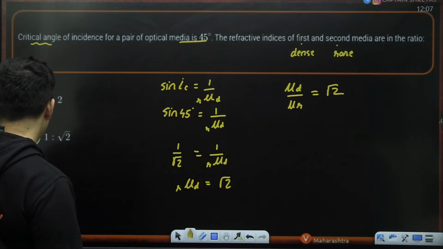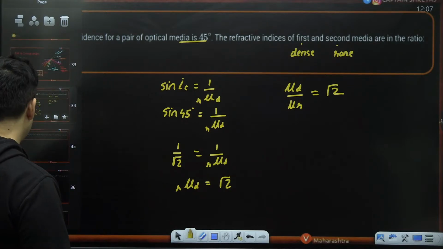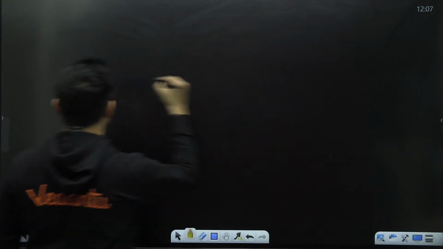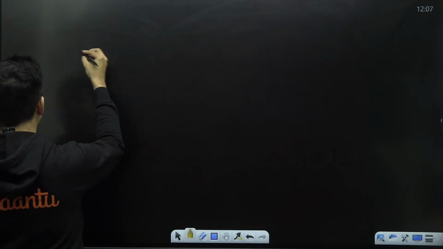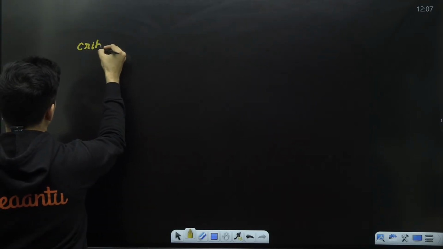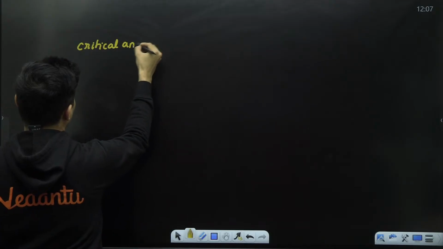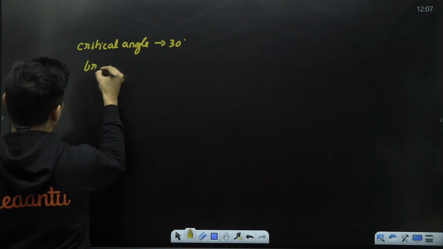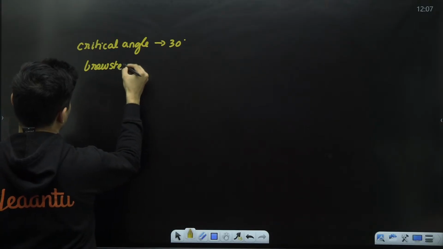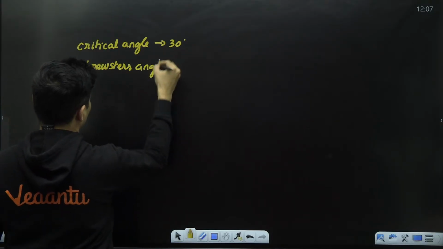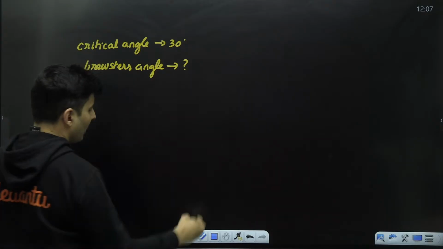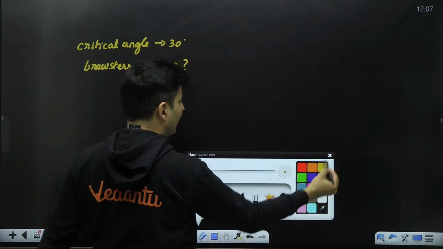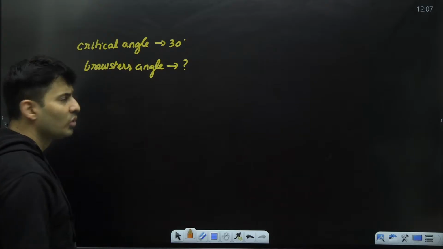I have seen also one question where they had coupled it with Brewster's law, and they had told that the critical angle is 30 degrees. Can you find the Brewster's angle? Such questions also have come. So some angle they will give, critical angle is 30 degrees. Can you find the Brewster's angle?